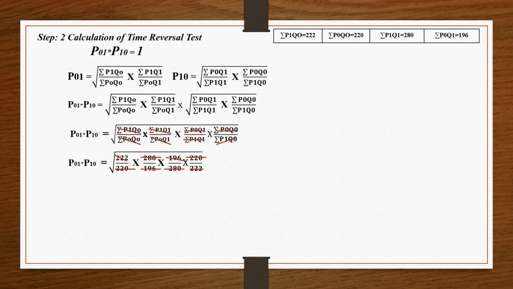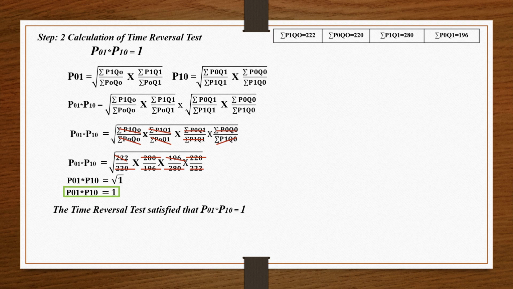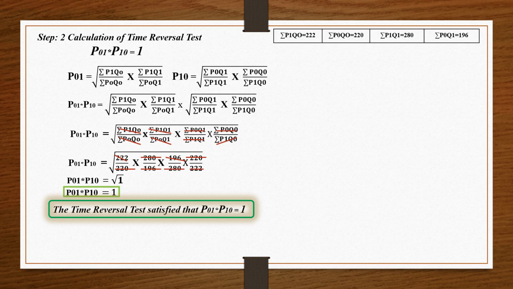When we cancel like this, what we get is P01 into P10 is equal to square root of 1. So here we get root 1. Then P01 into P10 is proven as 1. So the time reversal test is satisfied, that P01 into P10 is equal to 1.